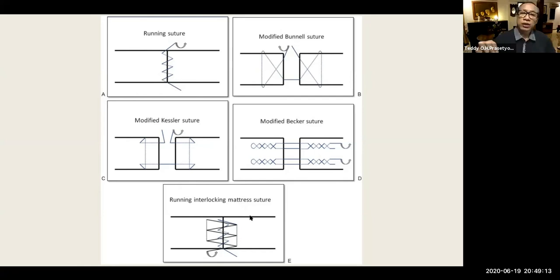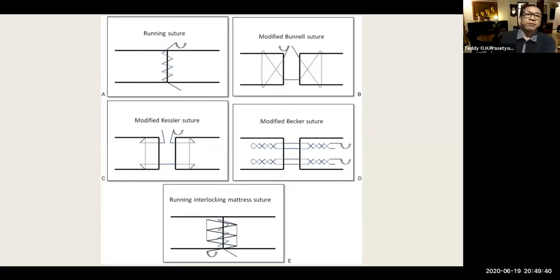This one is the running interlocking mattress suture as another alternative for us to repair the tendon. So running concept, but then interlocking. Like if you remember when you suture the fascia in the abdomen, or when you tighten the rectus abdominis muscle when you perform your abdominoplasty, you may use this running interlocking suture, but then it comes as mattress.